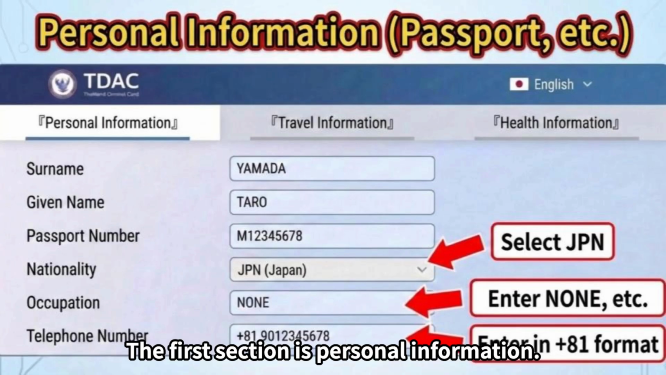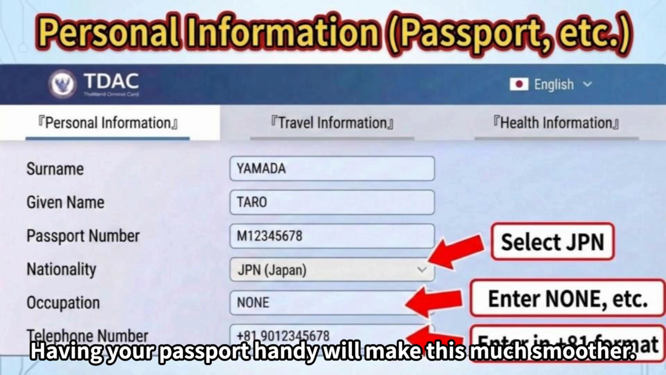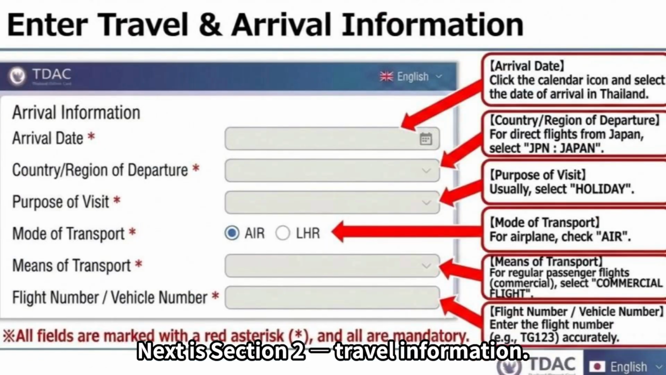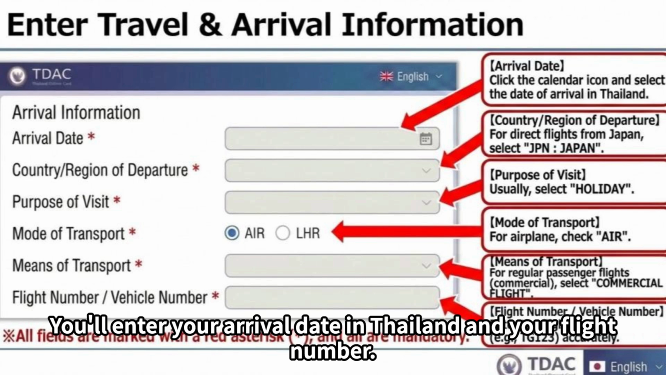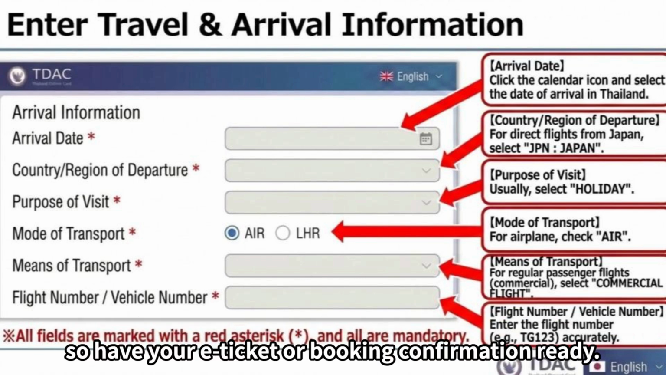The first section is personal information. You'll enter details such as the name on your passport, passport number, nationality, and occupation. Having your passport handy will make this much smoother. Next is Section 2, travel information. You'll enter your arrival date in Thailand and your flight number. This is the core part of the registration, so have your e-ticket or booking confirmation ready.